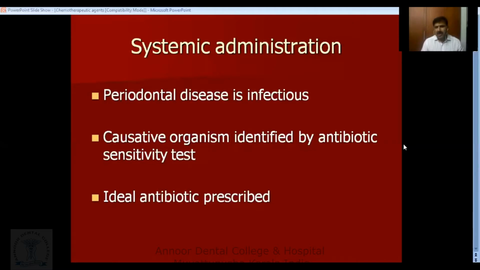And usually, you just don't give an antibiotic just like that. You are supposed to do an antibiotic sensitivity test and a culture test, and then you look at the sensitivity of the microorganism to a particular antibiotic, and based on that, you prescribe an ideal antibiotic.